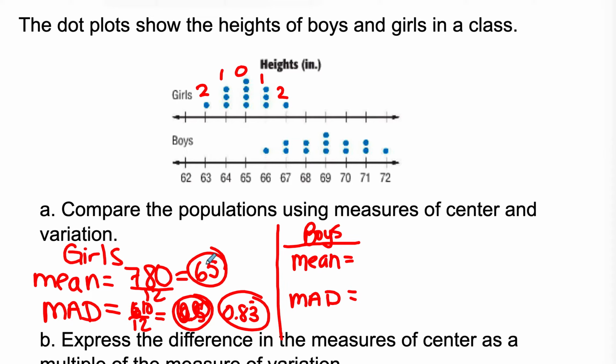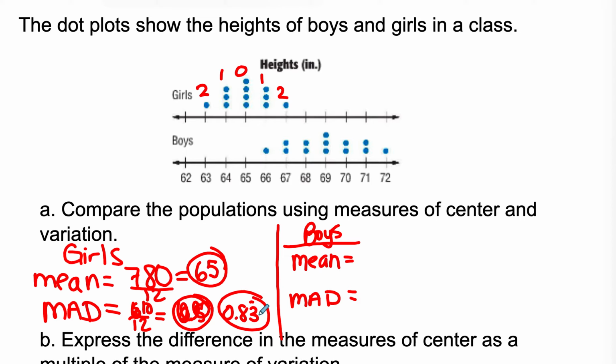Then the next step was to find our MAD. To do that, I had to subtract each one of those numbers from 65. Those are the numbers that you see written up here in red. So 65 minus 63 is 2, 65 minus 64 is 1, and so on. All of those are subtracted from 65. And then I added those numbers together. I got 10. I divided by 12, and then I got 83 hundredths with the 3 repeating. I divided by 12 there because I still had 12 numbers, even though it looks like I have fewer numbers there. I actually have 12 points.